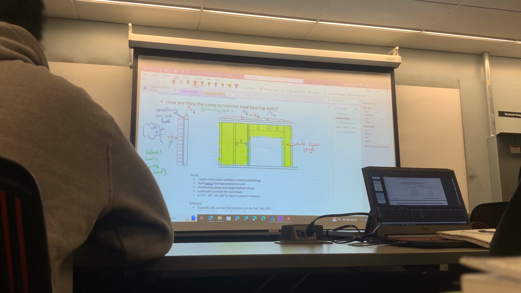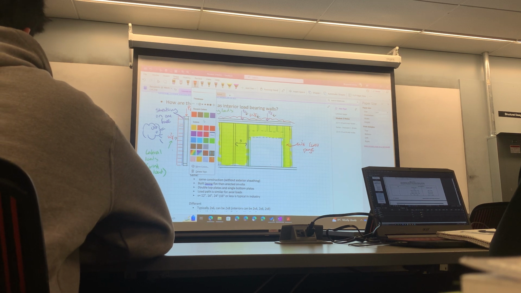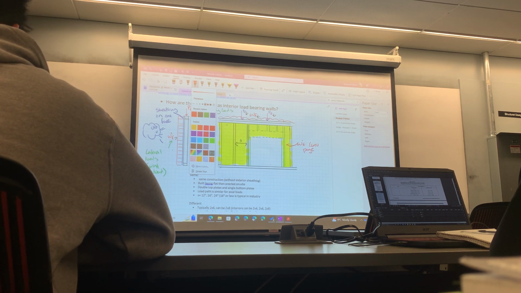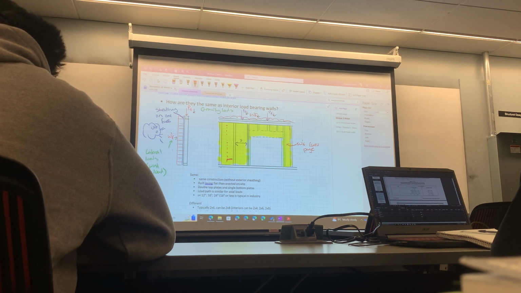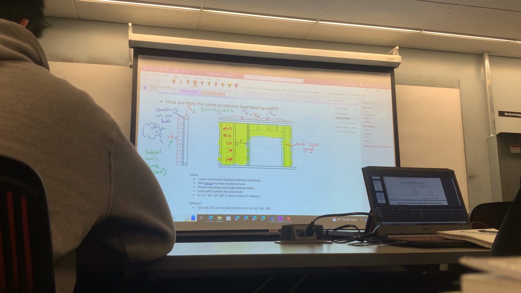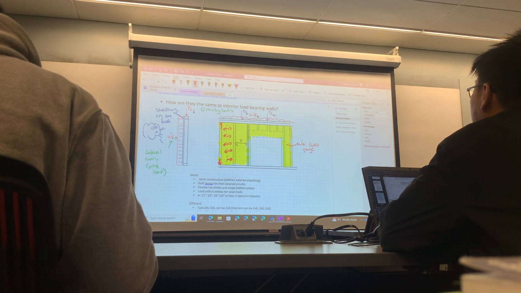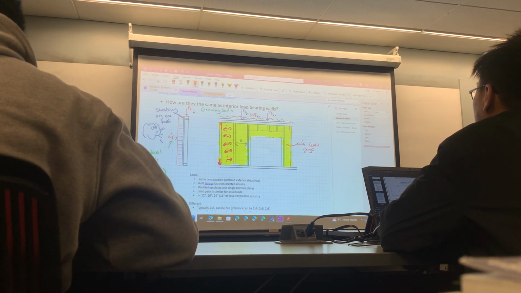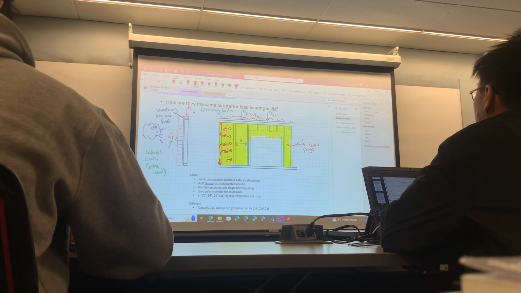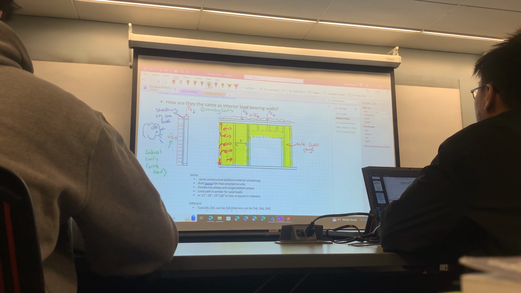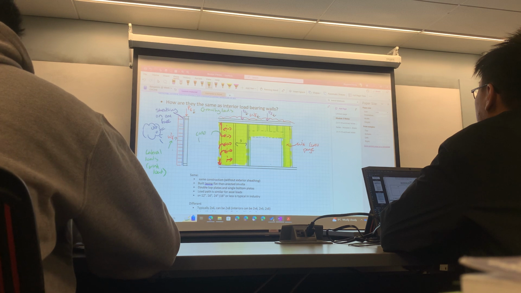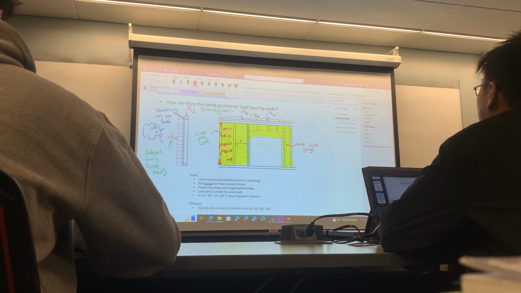So the load path would be: you have the pressure here, and that's getting distributed to the studs, which goes into the studs and goes into the top plate. And once you're into the top plate, you're into the floor system. This is the load path for wind.